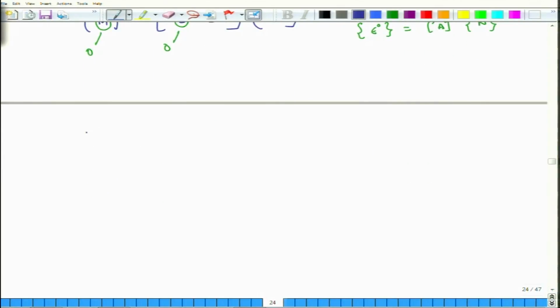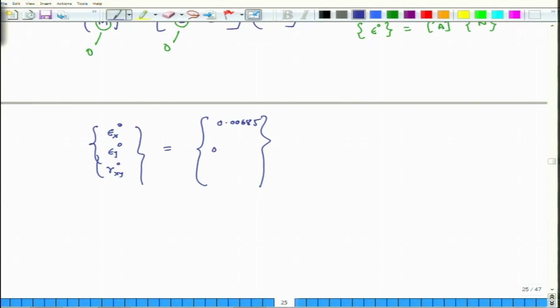If we do the math, we get epsilon x, epsilon y and gamma xy, and these are all mid plane strains. We computed them and their values are 0.00685, 0.00332 and minus 0.00784.